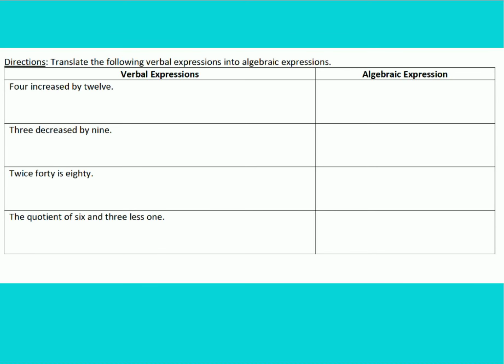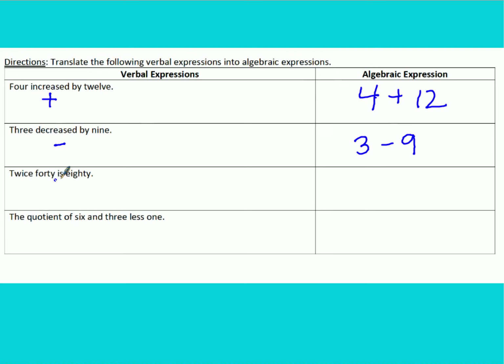Now that we've reviewed some of those keywords, let's go ahead and practice translating verbal expressions into algebraic expressions. For this first one, we have 4 increased by 12. Remember, increased is going to come from our addition list. So all that would look like in numbers would be 4 plus 12. 4 is being increased by 12. Our next one says 3 decreased by 9. Decreased means subtract, so 3 minus 9.